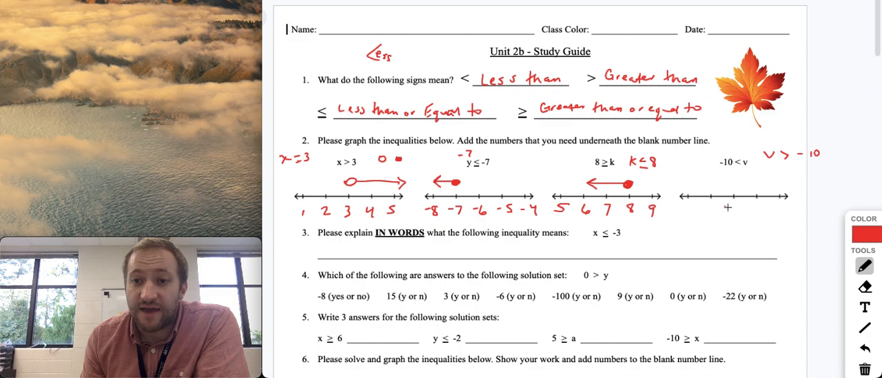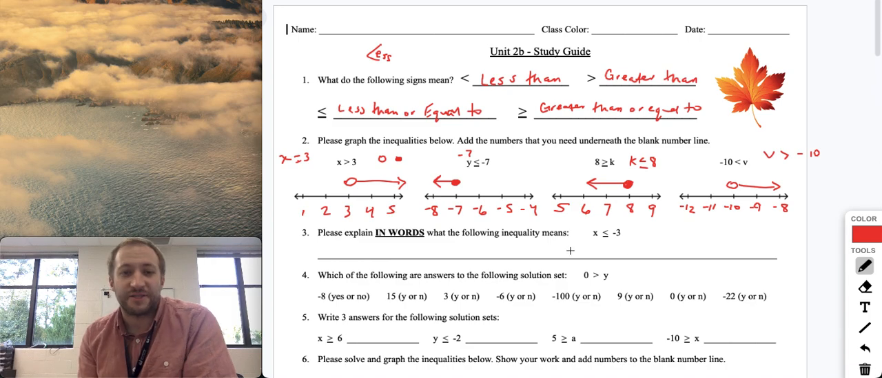So let's go and find those numbers. I'll add negative 10 in the center. Again, it doesn't matter. I'll go fill in the numbers above and below it, and that's a negative 9. Whoops, there we go. Go find your negative 10. I'm going to leave the circle open because there's no equal to with it. And then I'm going to find v is all the numbers that are greater than negative 10. All my numbers that are greater than negative 10 are going this way. All right, let's look at number 3.